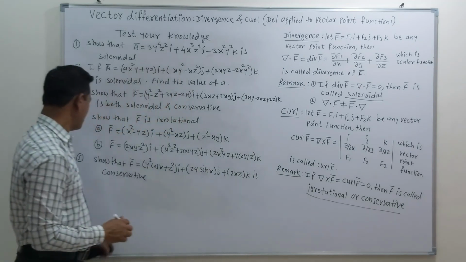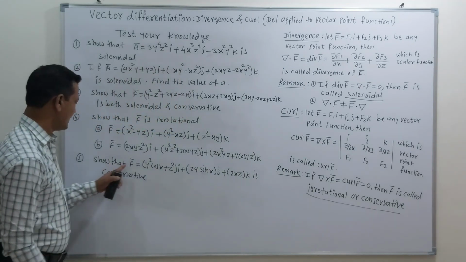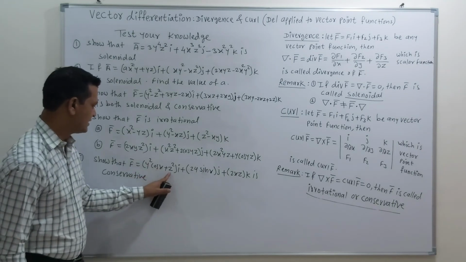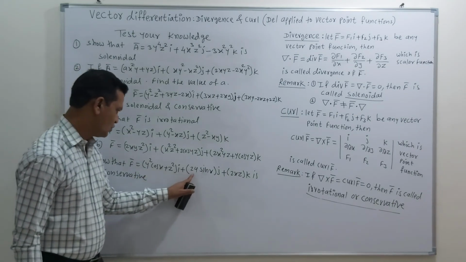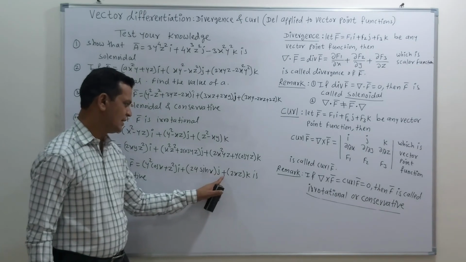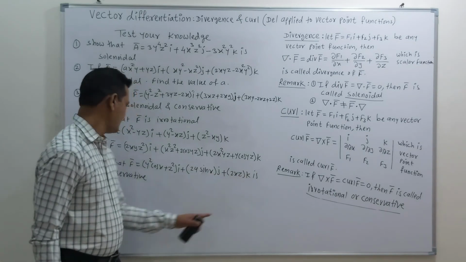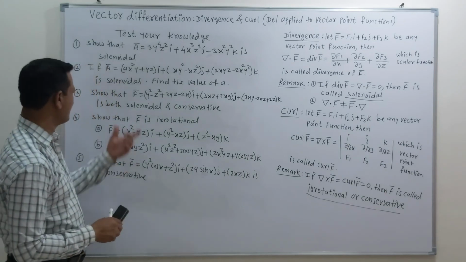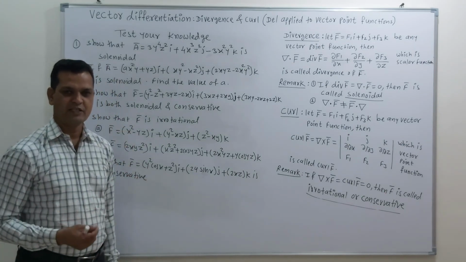Then last, fifth question is that show that f bar, which is defined as y square cos x plus z square into i plus 2y sin x into j plus 2xz into k is conservative. So friends, these are the 5 examples given for your practice purpose.